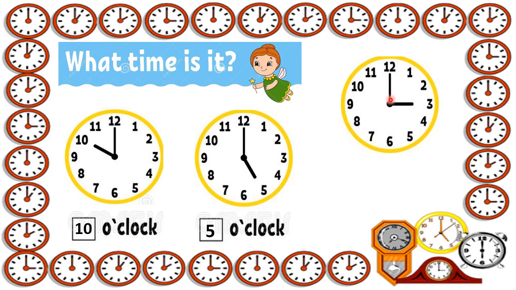Here you can see, where is the short hand? The short hand, the hour hand, is pointing on number 3, and the long hand, the minute hand, you can say is pointing on number 12. That means the time is 3 o'clock. Right, class? Do all of you understand? Yes.